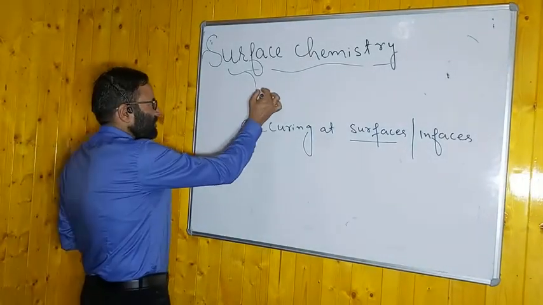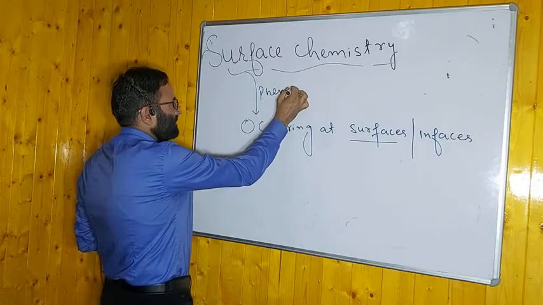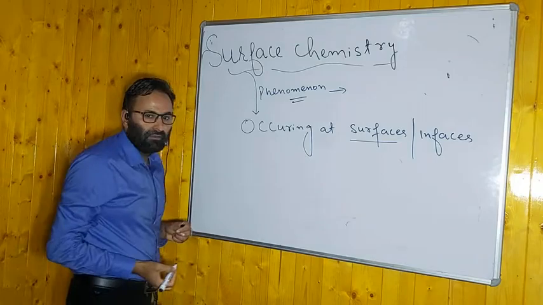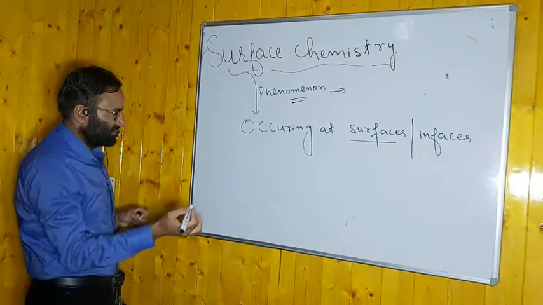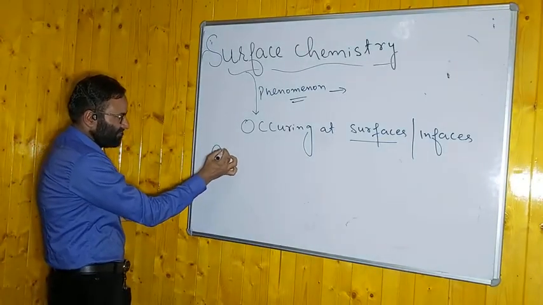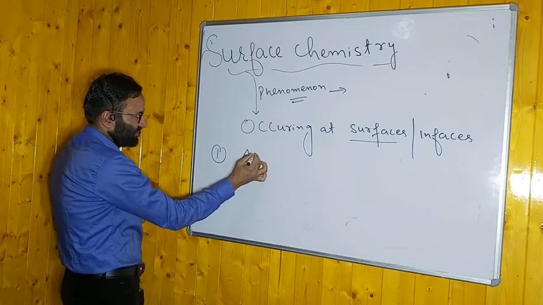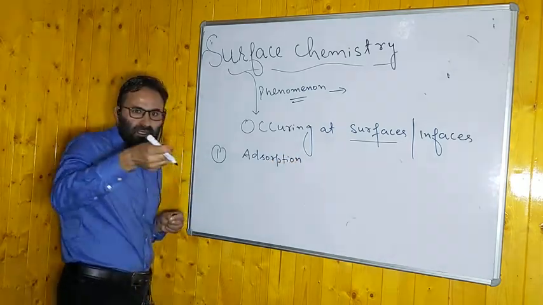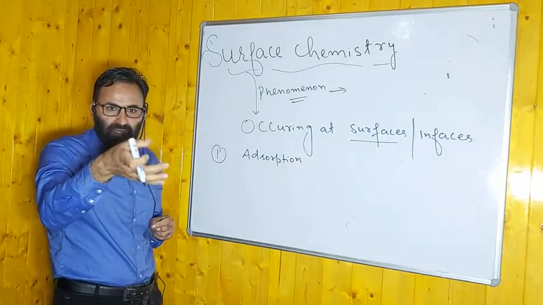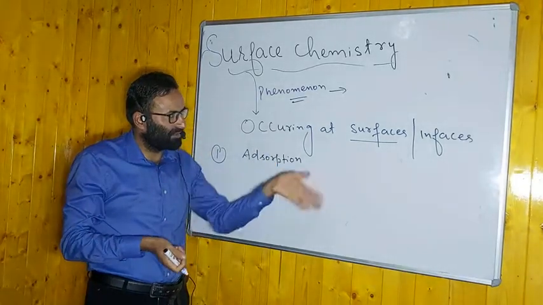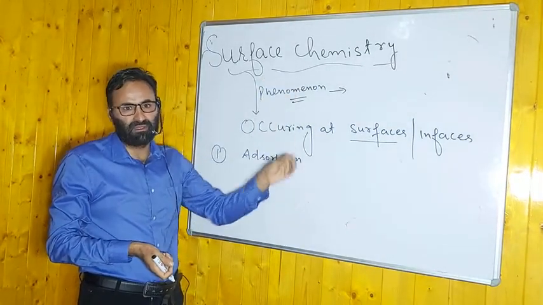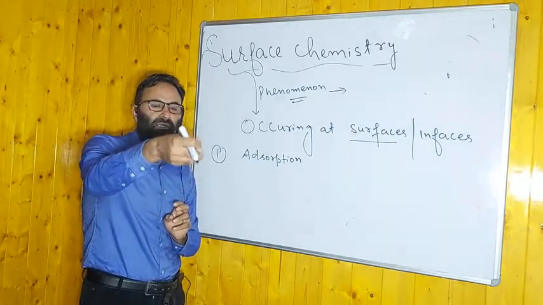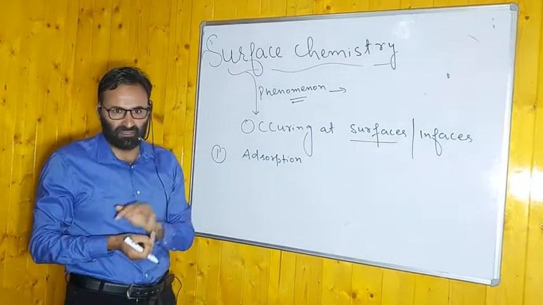First, I will tell you which phenomena occur at surfaces. For example, as I have already mentioned, we have adsorption. Adsorption means accumulation of particles of a substance on the surface of any object. Remember this point. For example, accumulation of dust particles on the surface of the board is adsorption.